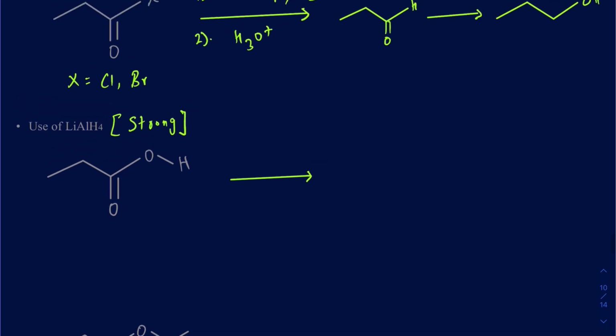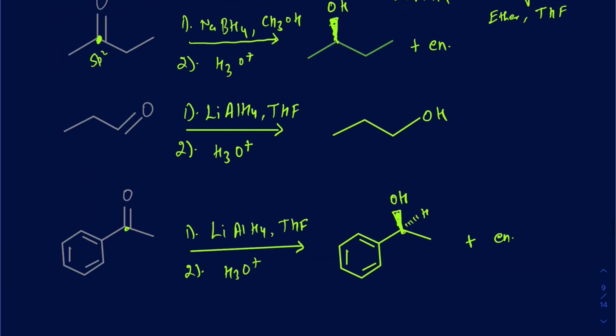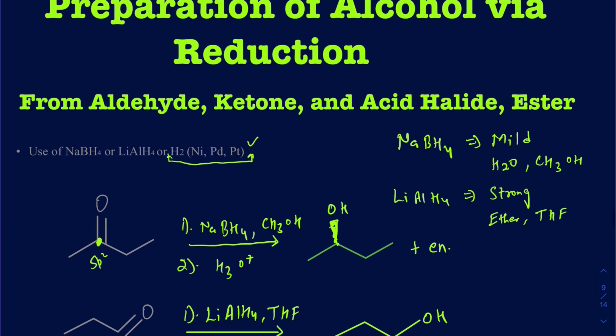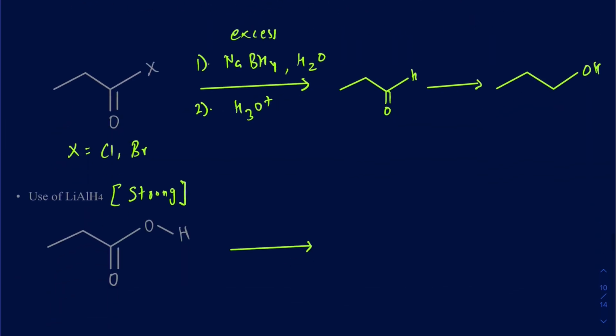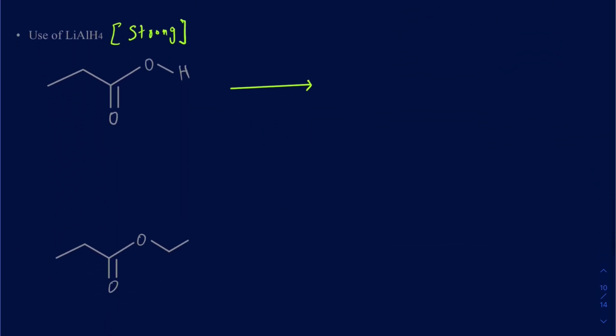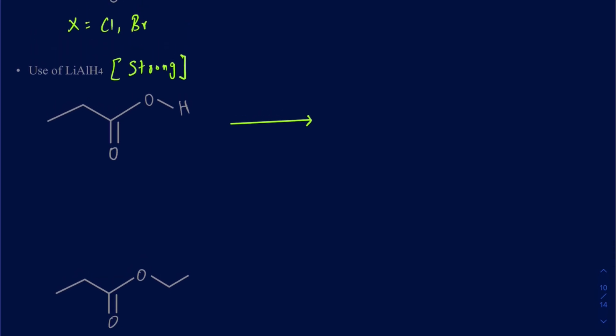Now the question is, will H2 with a catalyst, like we have said earlier, work? The simple answer is yes, but under these conditions, we're going to need really high pressure and really high temperature. How high the temperature and pressure need to be is very specific in the case of the reduction of esters, acids, and amides, which can be done under hydrogen in the presence of a catalyst.